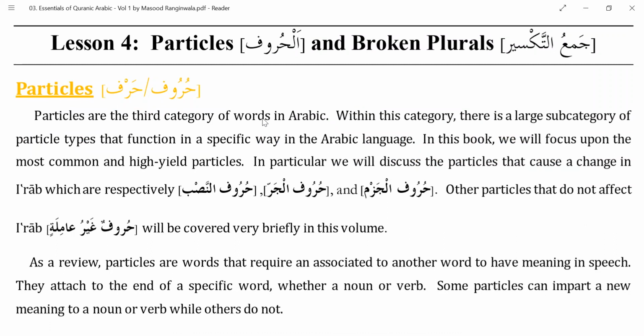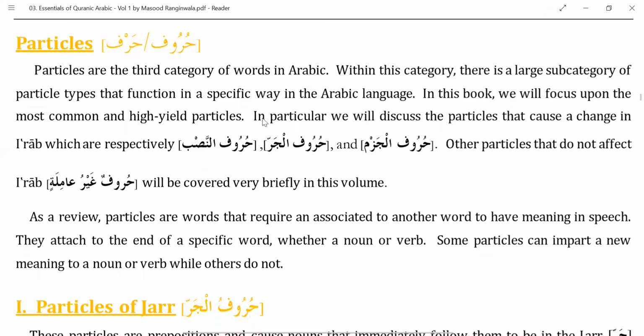And harfun, they are words that don't make sense by itself. They are dependent on another word and they are not connected to time. So it is only fi'lun which is connected to time, which is like actions. And also the next topic which is there in this is jam'u taksir, that is broken plurals. In huruf, we said that we have different kinds of huruf. Main categories are huruf amila and huruf ghayr amila. The main very detailed chart, everything about it is mentioned in volume 2.